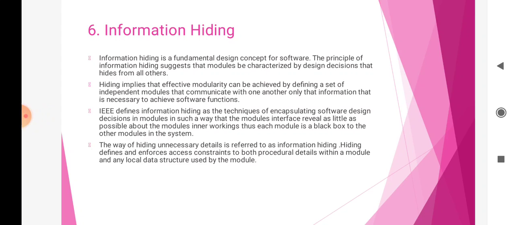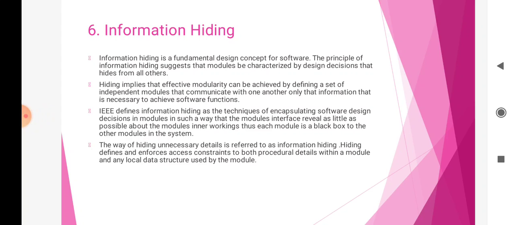The principle of information hiding suggests that a module be characterized by a design decision that hides from all others. In other words, modules should be specified and designed so that information like algorithms, data, etc. contained within a module is inaccessible to other modules that have no need for such information.